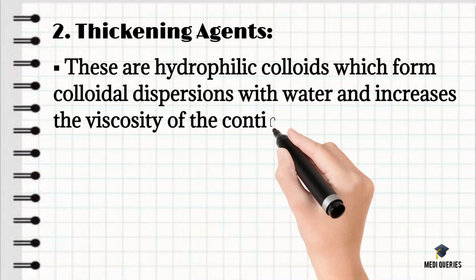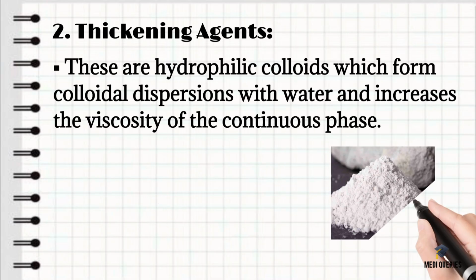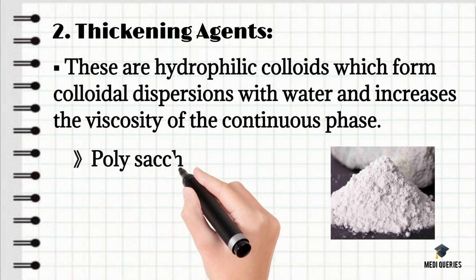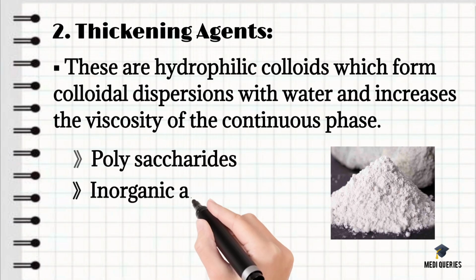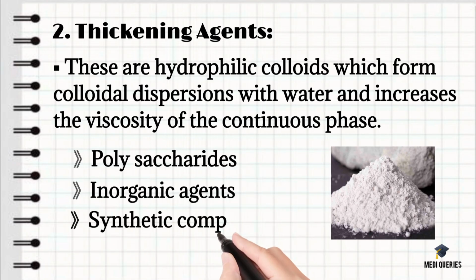Okay, and next one is the thickening agents. These are hydrophilic colloids which form a colloidal dispersion with water and increase the viscosity of the continuous phase so that the solid particles remain suspended in it for a sufficiently long time to measure a uniform, accurate dose. The thickening agents used to stabilize suspensions are classified into three major groups, mainly polysaccharides, inorganic agents and synthetic compounds.